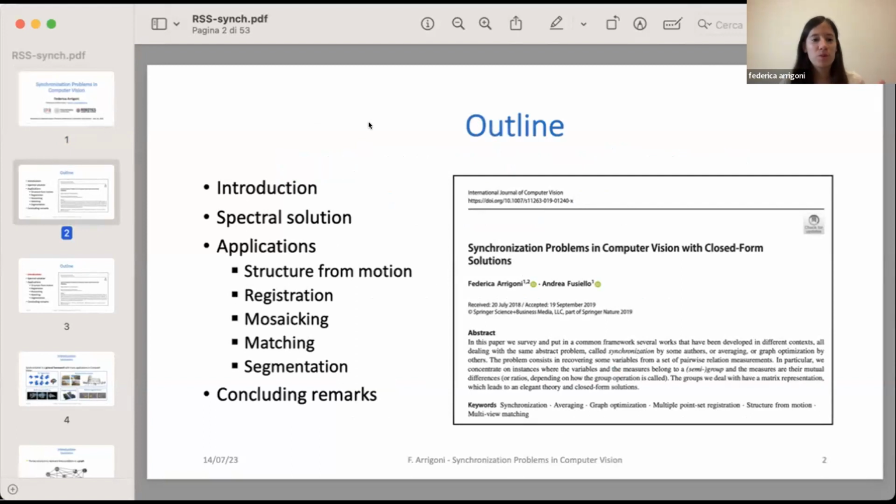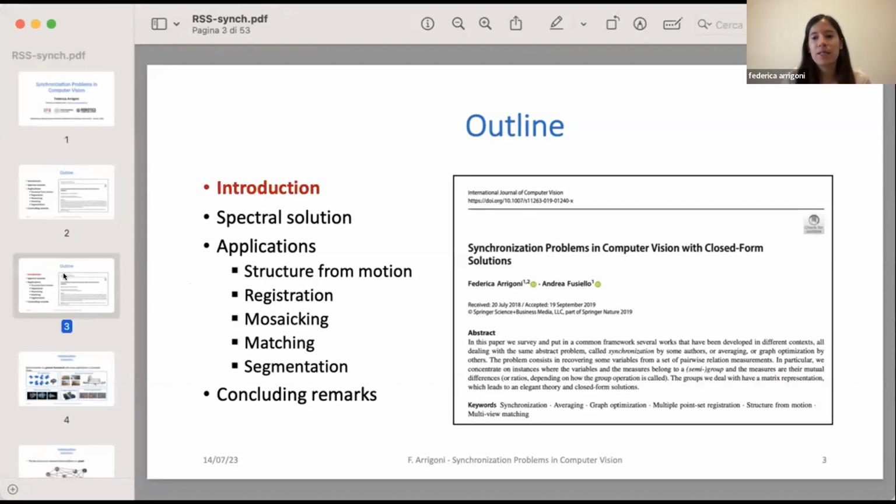My talk will follow this outline. I will give an introduction to synchronization and then focus on a specific solution, which is the spectral solution. Then I will show how this method can be used to solve many problems in computer vision, like structure from motion, registration, and many others. And finally, I will give some concluding remarks.